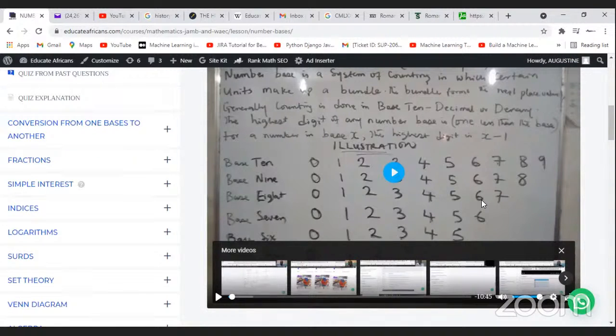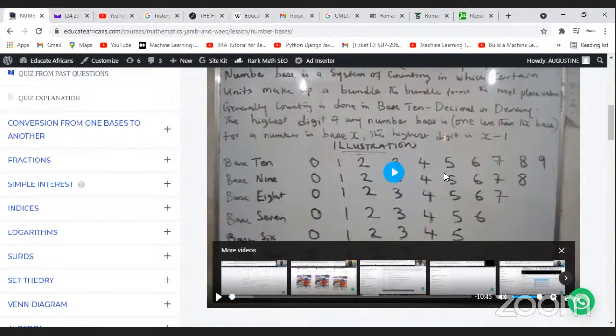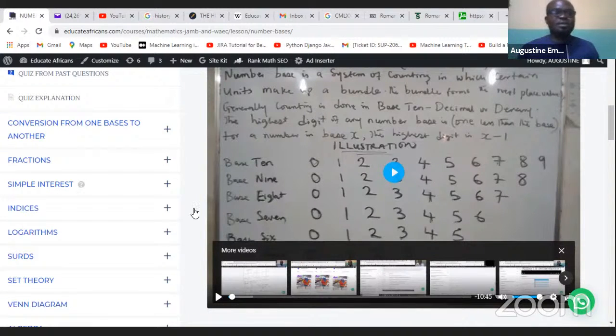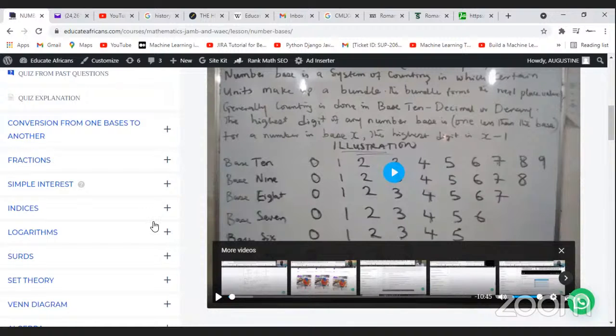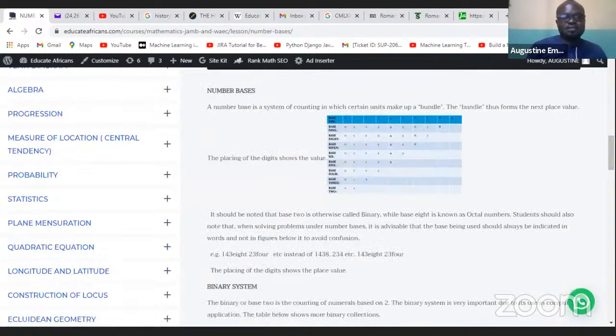Yes, sir. Okay, so I want you guys to understand the basics of counting. Very important. When you're talking about base 10, you're talking about numbers ranging from 0 to 9, excluding 10. Base 9 means numbers ranging from 0 to 8, excluding 9. Base 8 means numbers ranging from 0 to 7, excluding 8, so the numbers don't have 8 in them. You need to know this combination.